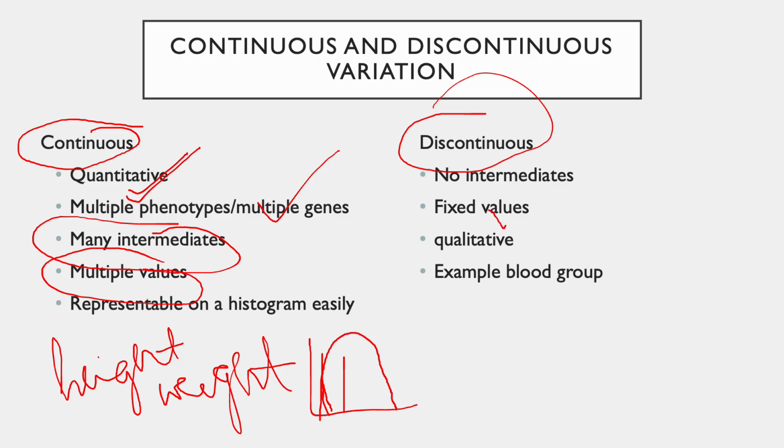variations have fixed values. For example, the blood group, you don't have A, B, C, D, A1, A2, A3 as blood groups. Rather, the blood groups are A, B, and O. So there are only certain values which are fixed. There are no intermediates. It does not allow quantitative measurement but provides for qualitative measurement.